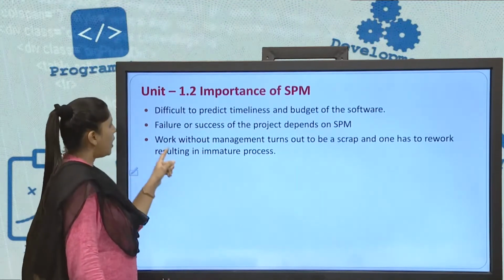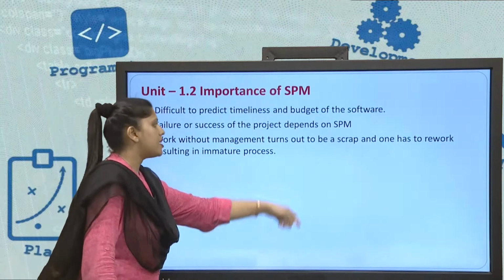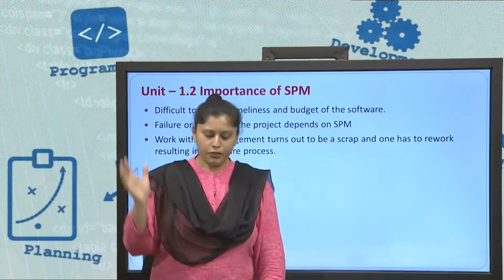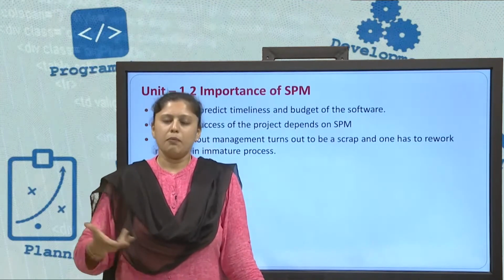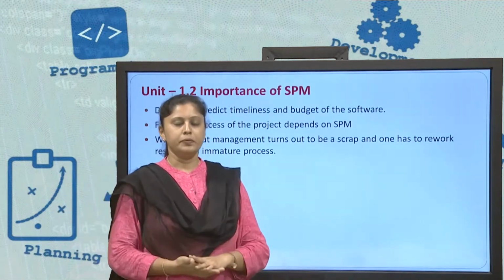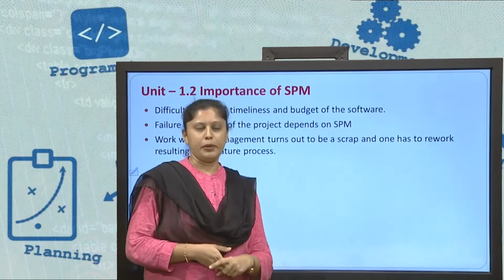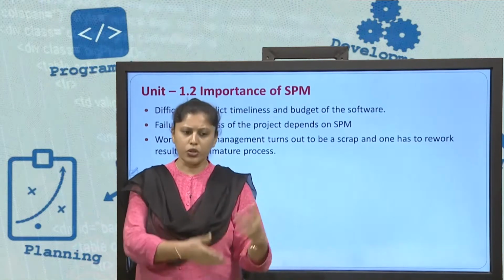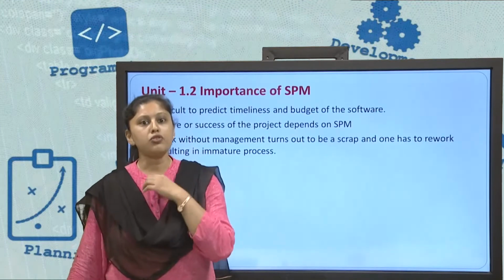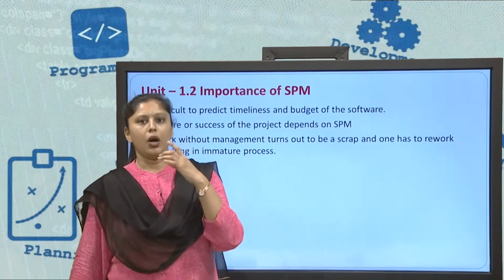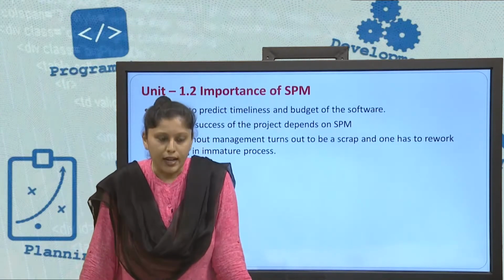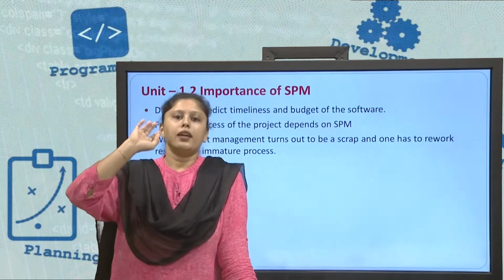Then work without management turns out to be a scrap, and one has to rework, resulting in an immature process. Now if you think about what is an immature process, what is management, let me give an example. For example, when you turn up to your college or your university, and you are supposed to reach your university at 9 a.m. sharp in the morning, then you would be putting an alarm in the night.